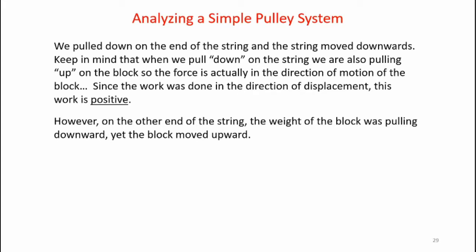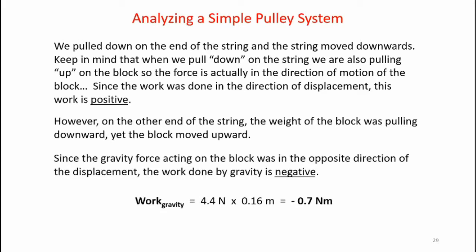However, on the other end of the string, the block was pulling downward, yet the block was moving upwards. Since the gravity force acting on the block was in the opposite direction of the displacement, the work done by gravity is negative. We see that here. Work is 4.4 newtons times 0.16 meters. Again, that's 0.7 newton meters, but the sign is negative.